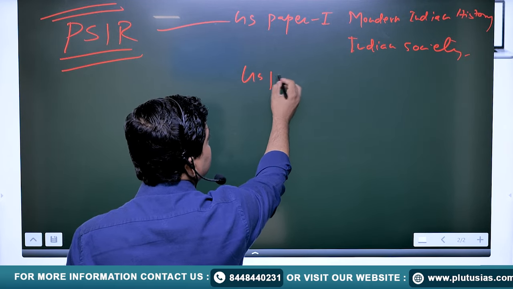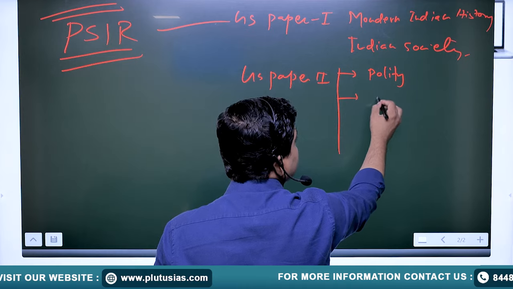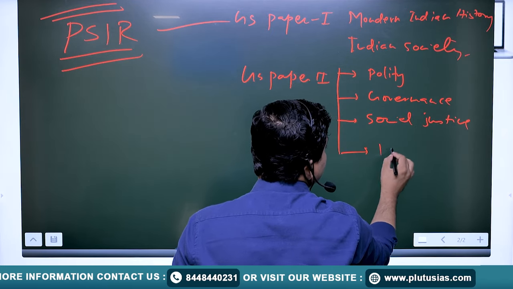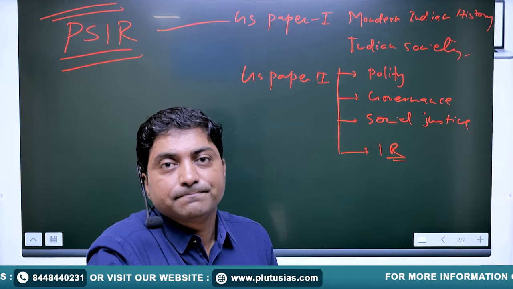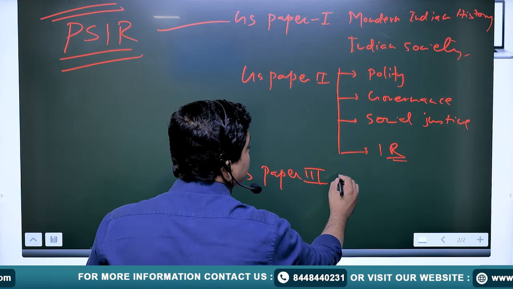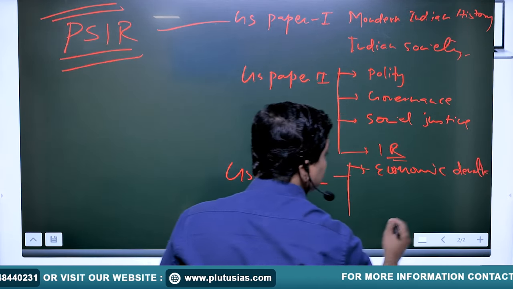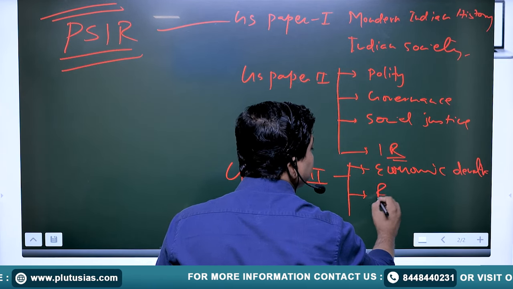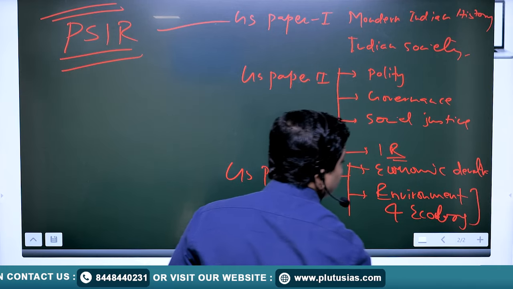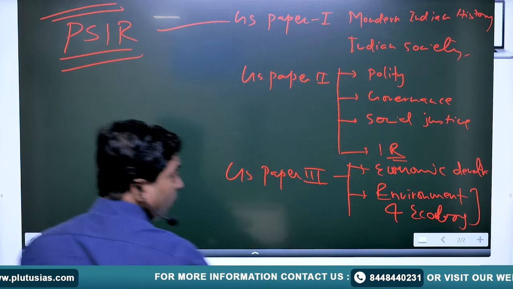Now, if you look at GS paper 2, here you can see that polity, governance, social justice, and international relations are covered by your PSIR optional. So it helps you a lot. Now come to GS paper 3, here you can see that economic development. Then, some part of environment and ecology, because we'll deal with environmental movements in India, right?